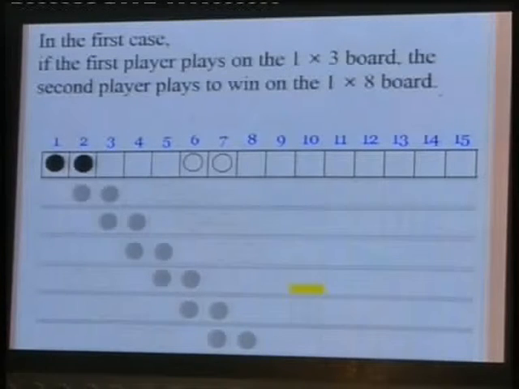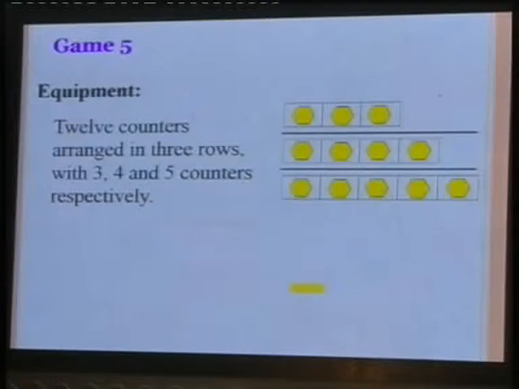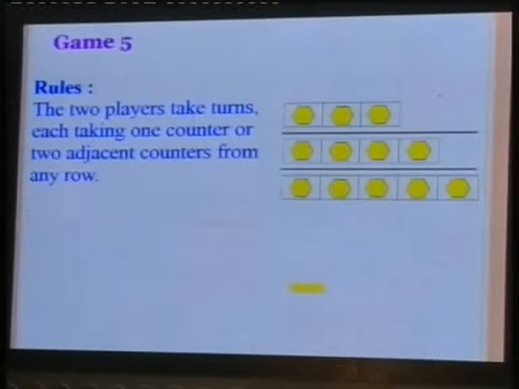All right, and this one is the hard case. Notice we have a 1 by 3 left over and a 1 by 8 left over. So we need to look at a couple of cases, right? If player 1 plays on the 1 by 3, then player 2 just plays to win on the 1 by 8. We had that. So maybe I'll explain the rules again as a reminder. This one has 3 rows: 1 row with 3 counters, 1 row of 4, 1 row of 5. Players take turns removing 1 or 2 counters that have to be adjacent, and the last player to take a counter wins.